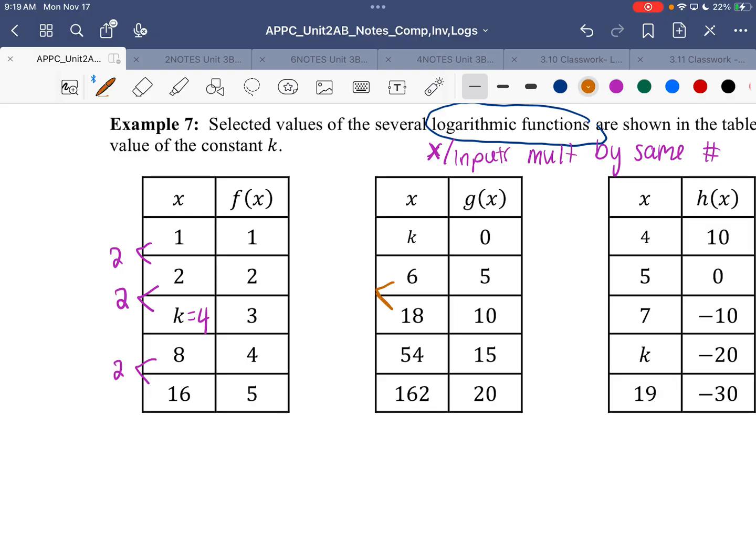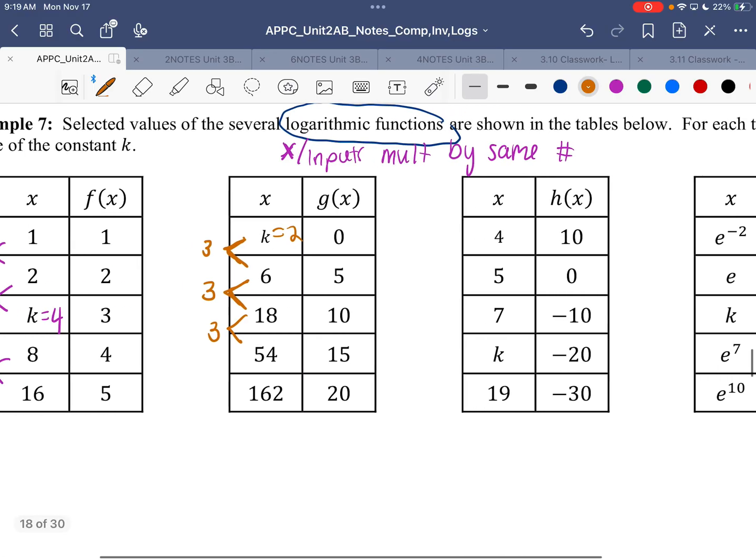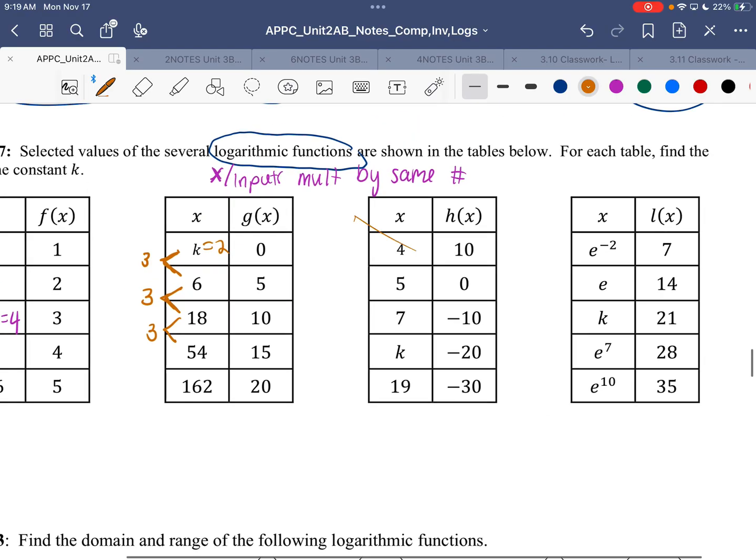And now we're going to work our way backwards. What times 6 got you to 18? 3. And confirming 3 times 18 is also 54. So what times 3 is 6? 2. These over here have shifts vertically. I'm not going to do that to you.